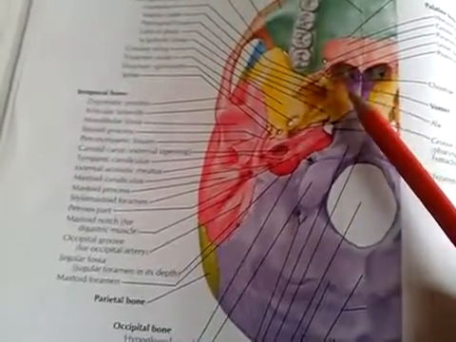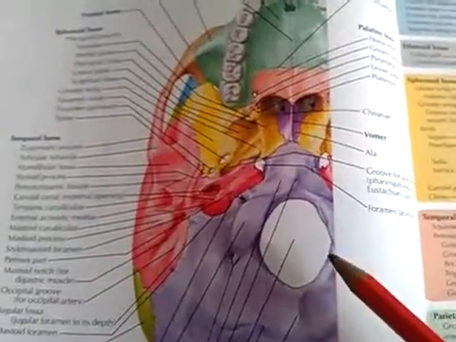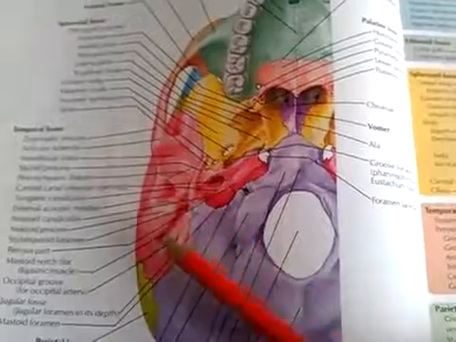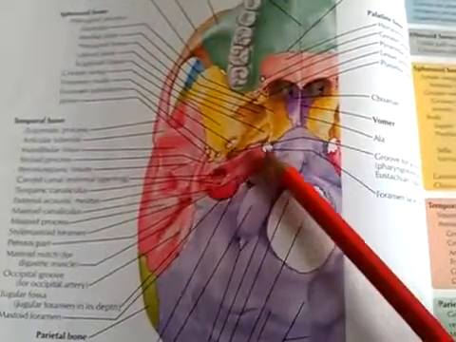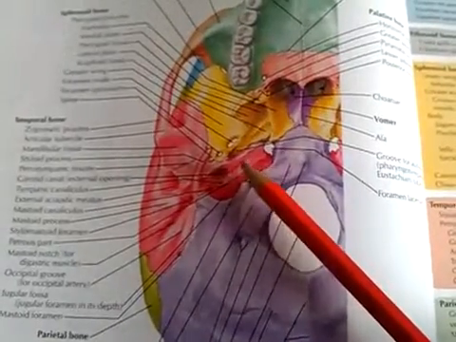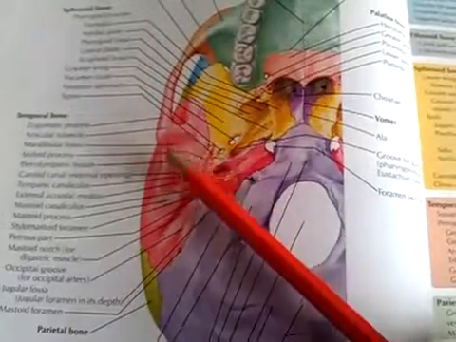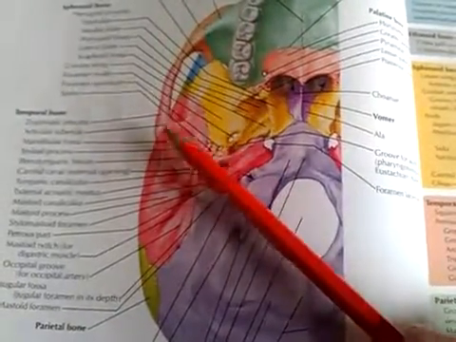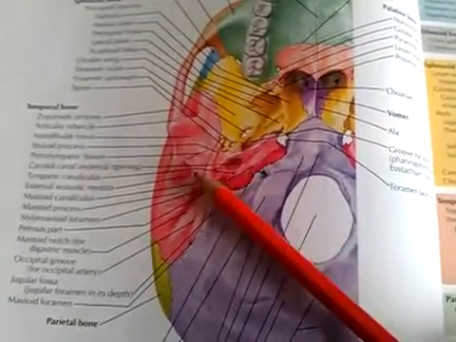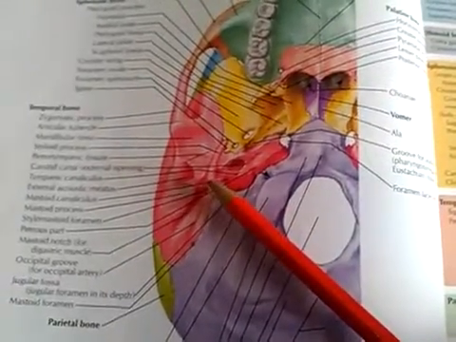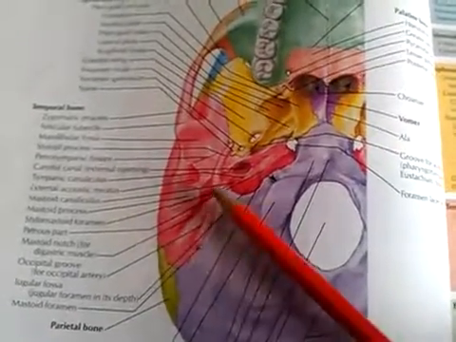You can see the vomer bone, the temporal bone, inferior surface of petrous part, the external surface of squamous part with zygomatic process, tympanic part, styloid part, and inferior surface or external surface of mastoid part.